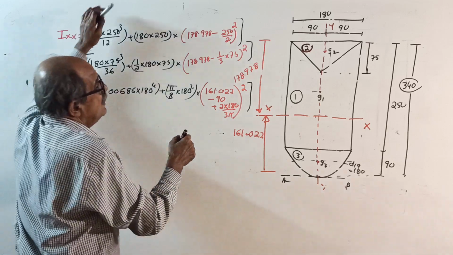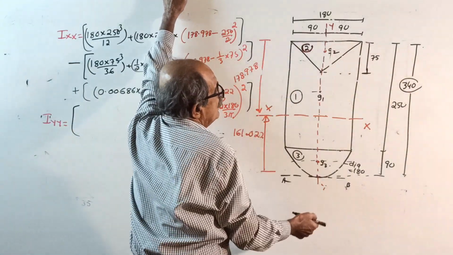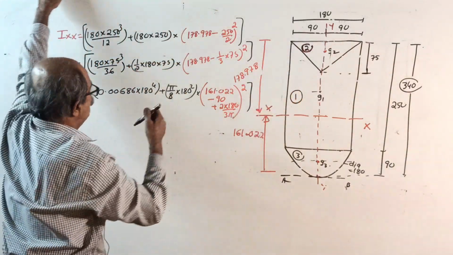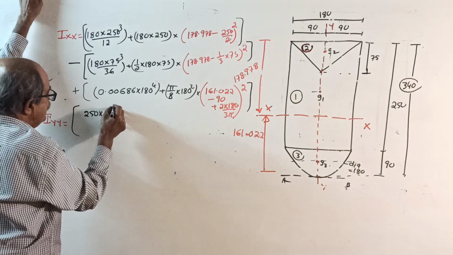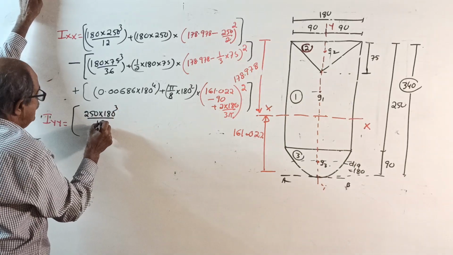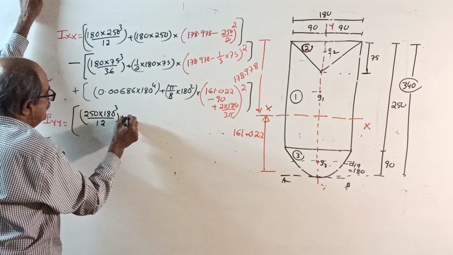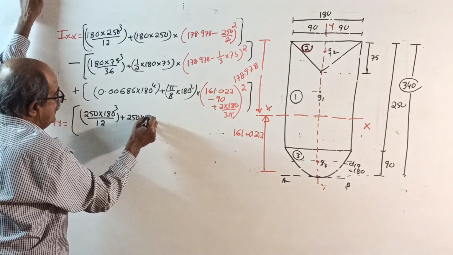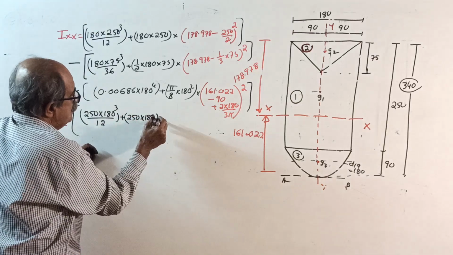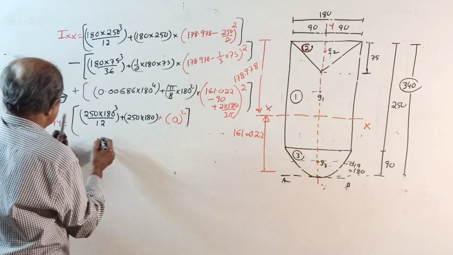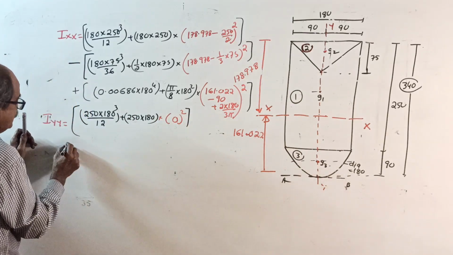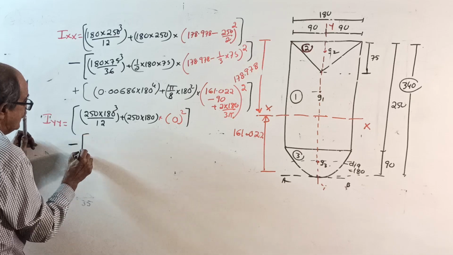Okay, start. I about yy for rectangle: 250 into 180 cube by 12. 250 into 180 cube divided by 12 is Ig, plus 250 into 180 is the area, into 0 square. Why 0 square? You think. Now high time you start thinking something instead of copying directly in the class.